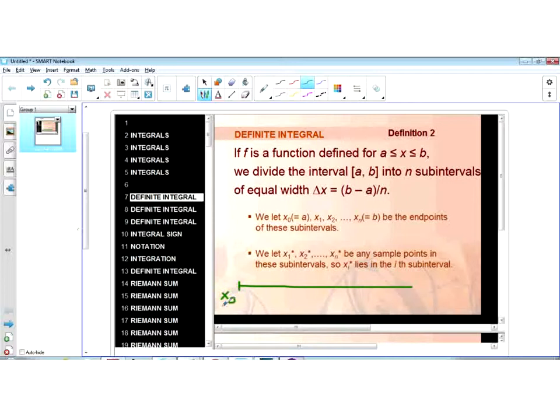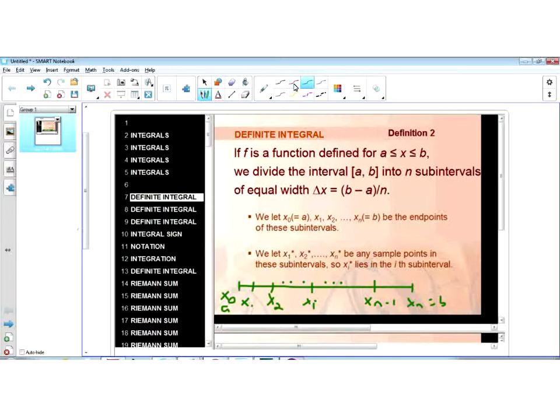So x sub 0 is here, which is a. Here's x sub 1, x sub 2, and so forth. Here's x sub i, and so forth. Here's x sub n minus 1. Here's x sub n, which is equal to b. So a to b is split into n subintervals, each of equal width.